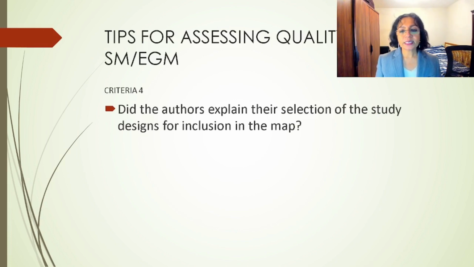And did the authors explain their selection of the study designs for inclusion in the map? For any systematic review or systematic map, the study designs are important. It is up to the review authors, based on the scope and the research question, sometimes you may decide to include only systematic reviews, sometimes only impact evaluations, sometimes all kinds of study designs. This has to be explicitly stated, with justification for why you have selected a particular type of study design.